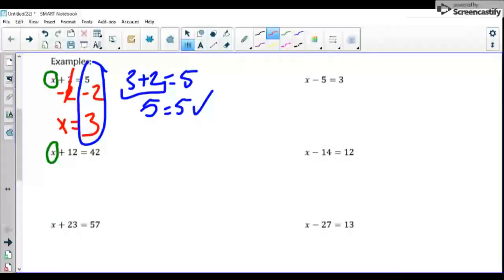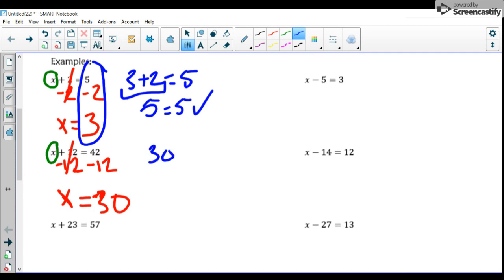So take a minute and think to yourself, what is the opposite of plus 12? Well, it's going to be minus 12. So I subtract 12. Again, 12 minus 12 is 0, and I don't have to write 0. If you want to write 0, you can. There's really no point in it, though. Just know that you can cancel those out, and all you're left with is x on the left-hand side equals, and remember, what I do on the left-hand side, I have to do on the right-hand side. So I'm going to do 42 minus 12, which is going to give me an answer of 30. So x equals 30.